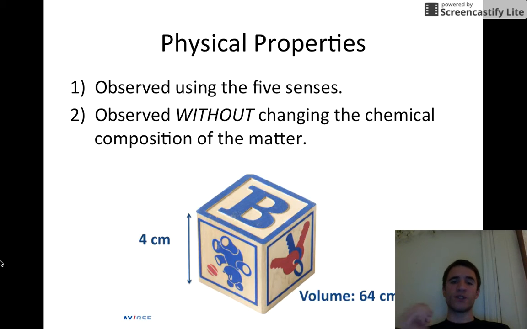For example, on the screen, you see this little children's block. Just by looking at it, I can say it's 4 centimeters tall. I can observe that without changing what the block is. I can also say the block has blue, red, and tan colors. I can observe it without changing anything about it, right? Those are all physical properties.